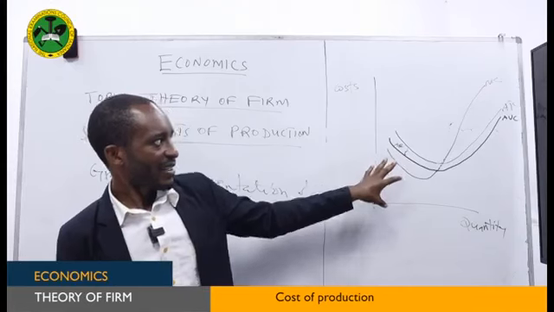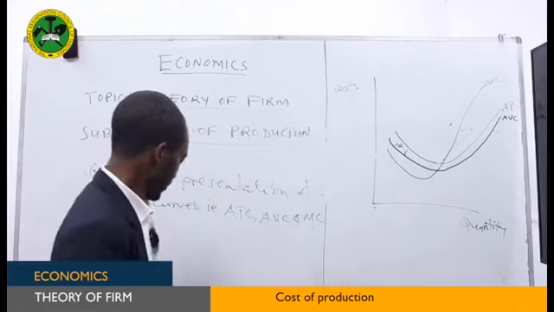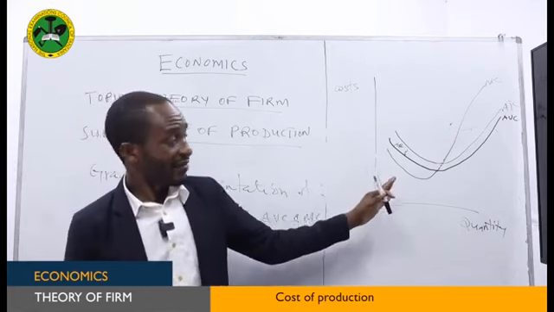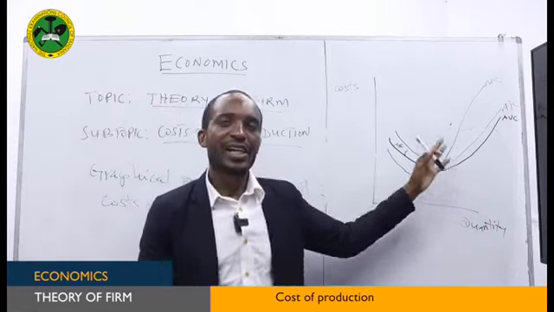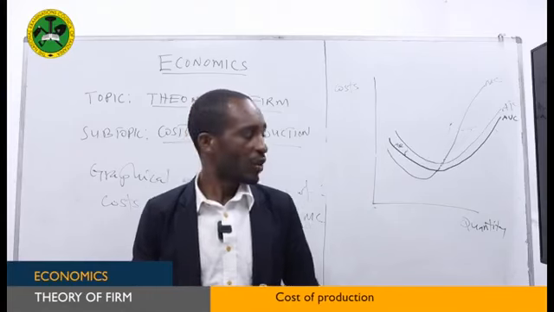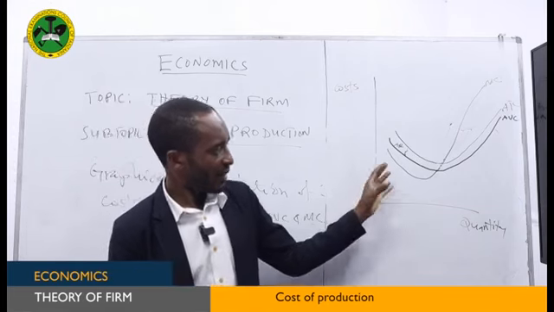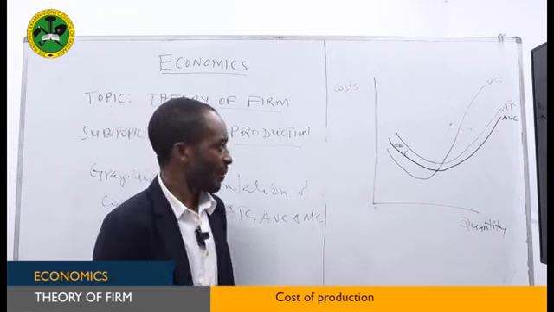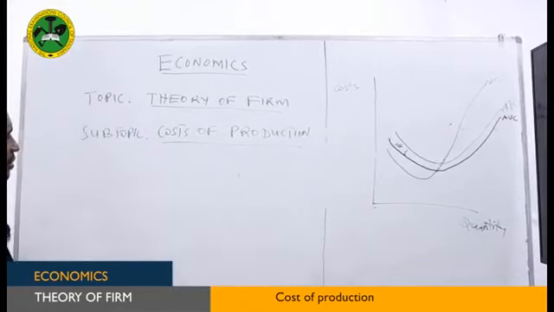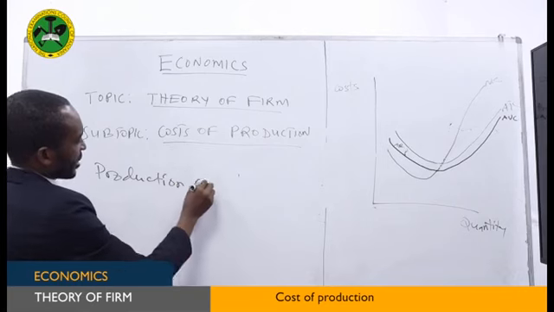Now, after discussing the cost of production, let us discuss the production curves. Since firms deal in producing goods and services, we need to know the behavior of the cost and the behavior of the output. Now let us see how the production curves look like.